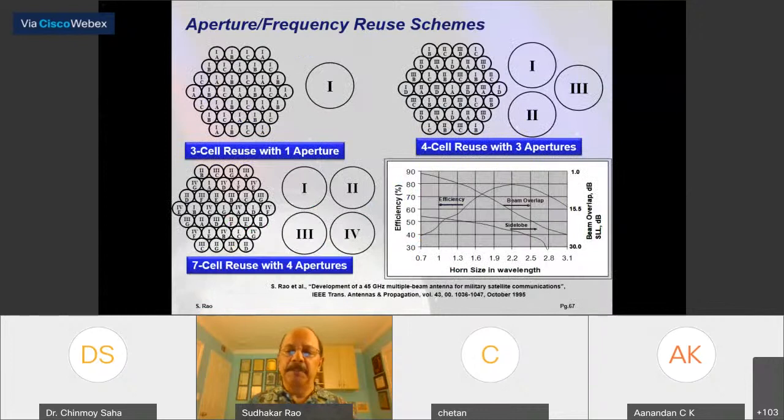Then you use multiple apertures. If you use a single aperture, your gain is small. So you have to use multiple apertures along with multiple beams, either 3 or 4. 4 is typical. You can put 2 symmetrically on one side and 2 on the other side, and use all 4 apertures. Then you can increase the feed size almost twice compared to a single reflector. That's where you get improved efficiency of close to 80%.